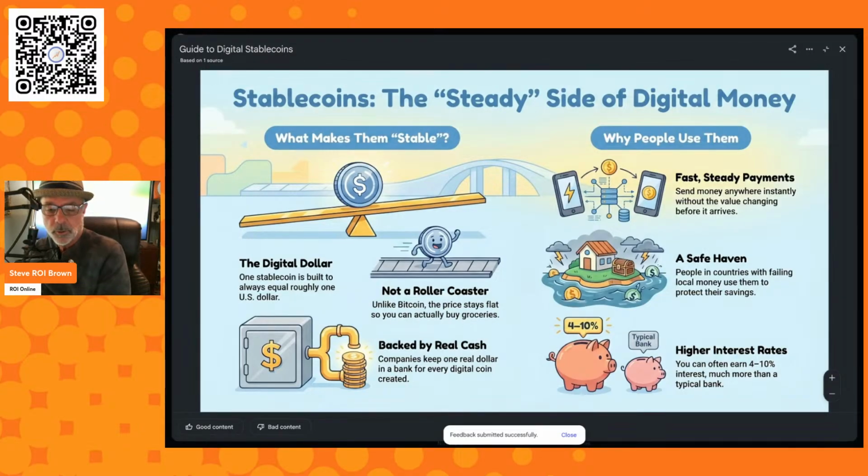That's one of the questions from the folks that I explain Bitcoin to. Well, what happens when you go in and you don't have enough Bitcoin to pay for your groceries? Why would I use it as a payment system? That's a great point. So stablecoin is the answer for that. Okay, and so why is that? Well, it's backed by real cash. So one stablecoin is going to equal $1.